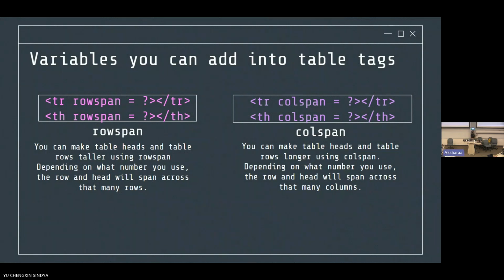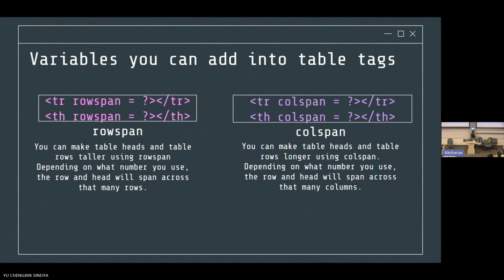So you can make table heads and table rows taller using row span. Depending on what number you use, the row and head will span across that many rows. So it's kind of like two rows merging into one row. It will make sense later when I show you the example.